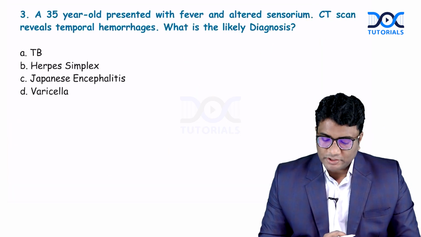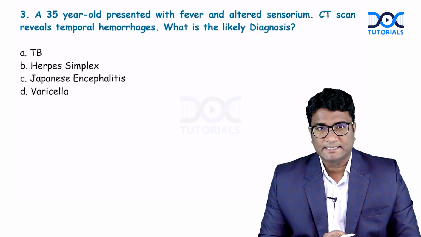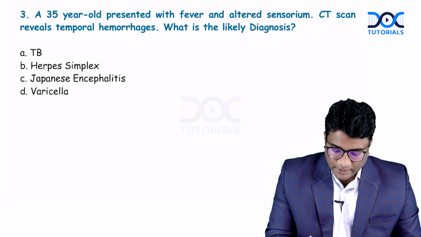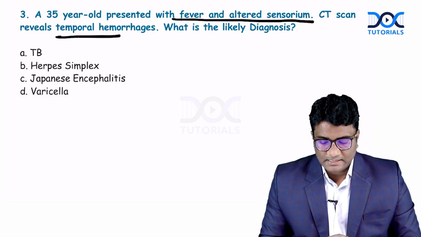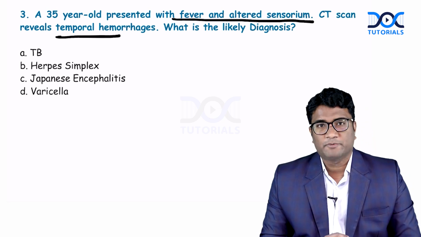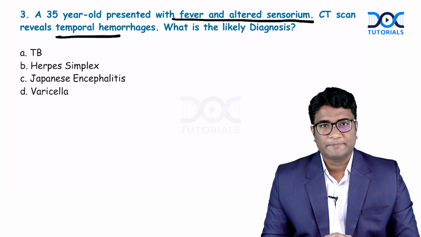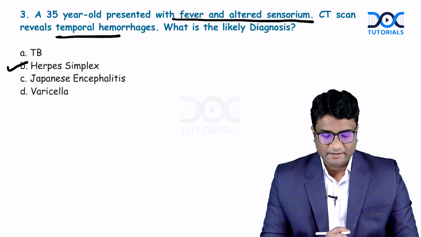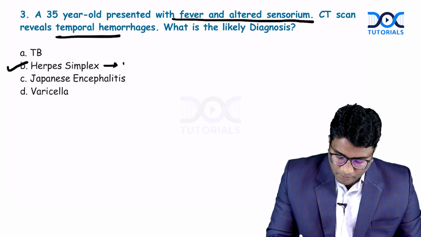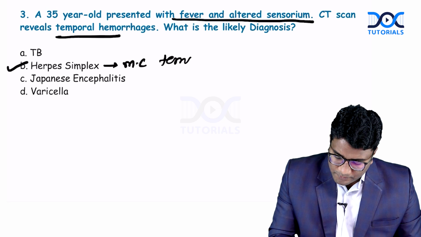A 35-year-old patient presents with fever and altered sensorium. CT scan shows temporal hemorrhages. So, there is a patient with fever and altered sensorium. CT scan shows involvement of the temporal lobes. What is the likely diagnosis? Remember, the most common lobe involved in herpes simplex encephalitis is your temporal lobe. It most commonly involves the temporal lobes.